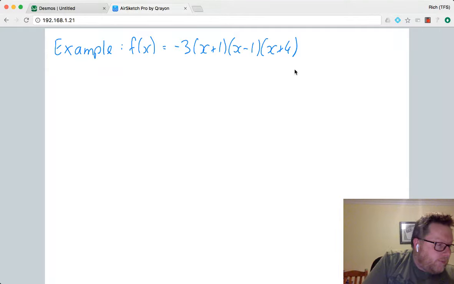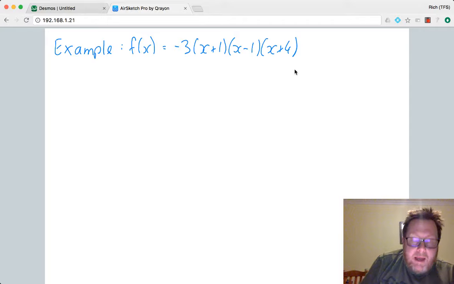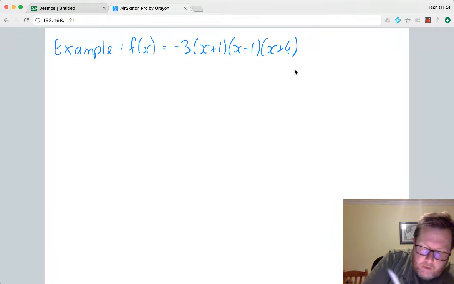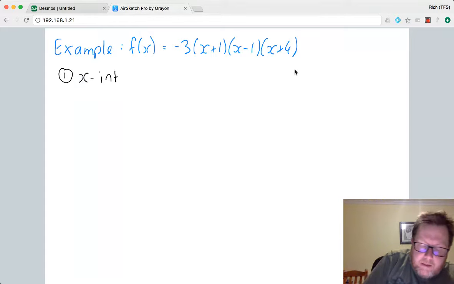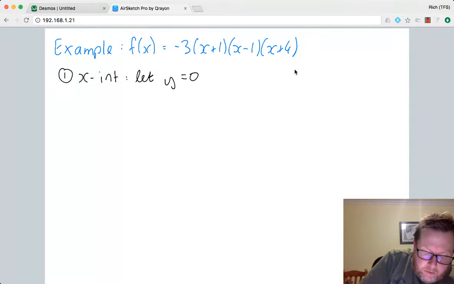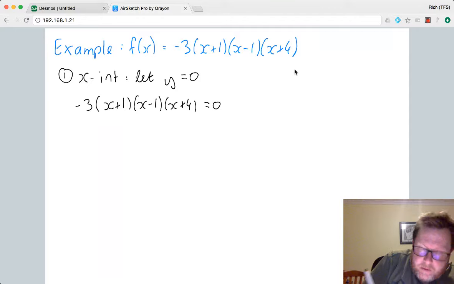Okay, so number one, let's have a look at the x-intercepts. The reason why I'm starting with x-intercepts is really simple. It's because it's the easiest thing to look at in this form. So the x-intercept is when we let y equal 0. So I'll stick the bit we don't know on the left-hand side. So -3(x + 1)(x - 1)(x + 4) = 0.